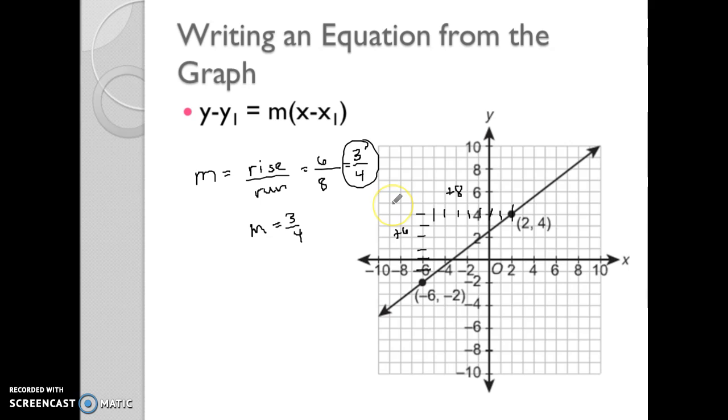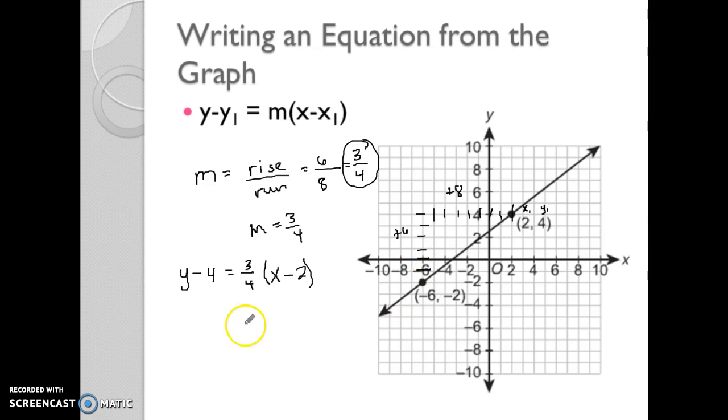So the next step is just writing the rest of your equation. You can choose either point. If you choose this point, here is your x1 and here is your y1. So y minus 4 equals 3/4 times x minus 2. So there's one possibility for your point slope form equation.